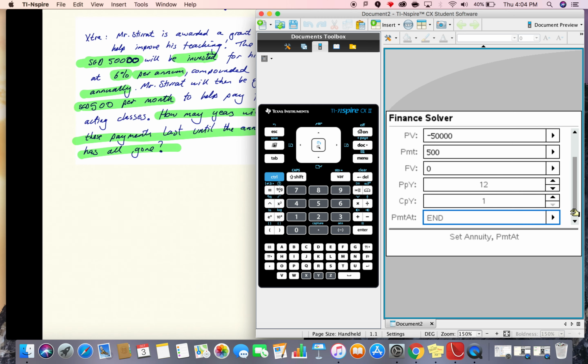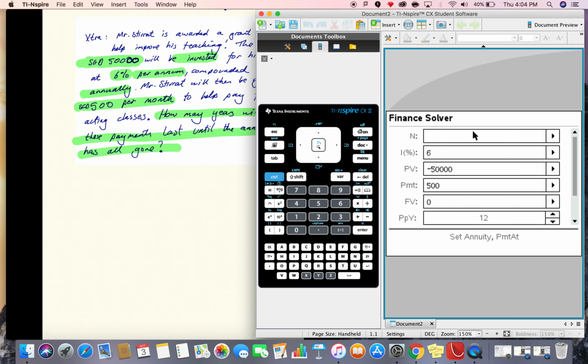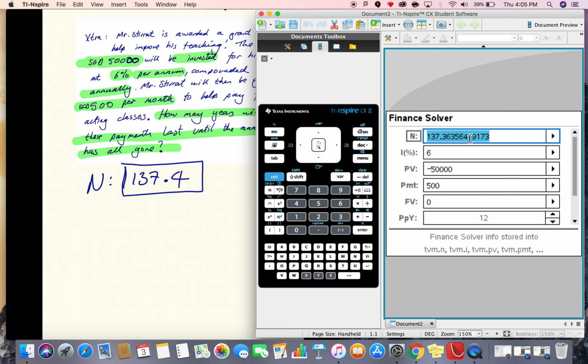Yep, all right, payments per year, 12, and so N, when we click on here, N is the number of payments. So this is the number of payments we receive. So let's see how many we'll receive. Okay, let's write that down and think about it. So N is 137.4. So this is the number of payments we receive. So does that mean that my money's going to last 137 years? Doesn't feel right, does it?